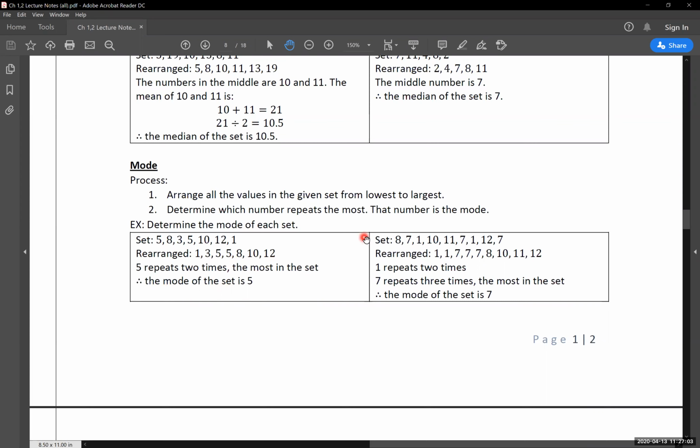Taking a look at the other example that we have here, we're given the set 8, 7, 1, 10, 11, 7, 1, 12, 7. Okay, so there's a couple of things that repeated a few times in there, which is fine. We rearrange it, again, lowest to largest. And I'm getting 1, 1, 7, 7, 7, 8, 10, 11, 12. So I have 1 that repeats 2 times, and I have 7 that repeats 3 times. And that is the most in this set of data, which means that the mode for this overall set is going to be 7.